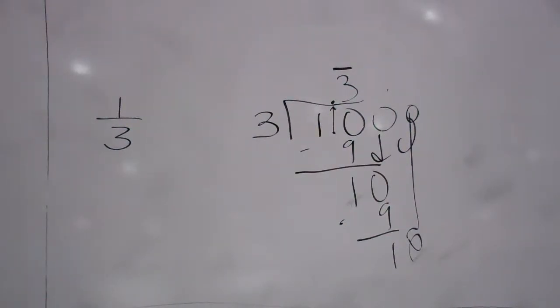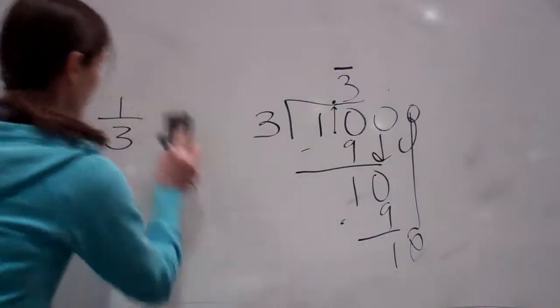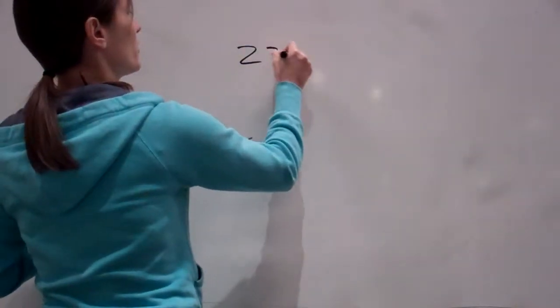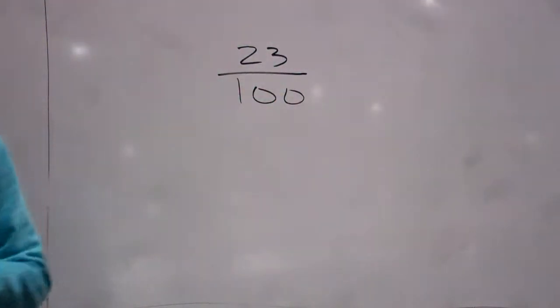All right, so everybody, I'm going to do this on the board, and I need everybody to do it on your paper and hold it up. Let me see. Make this into a decimal number. Okay.